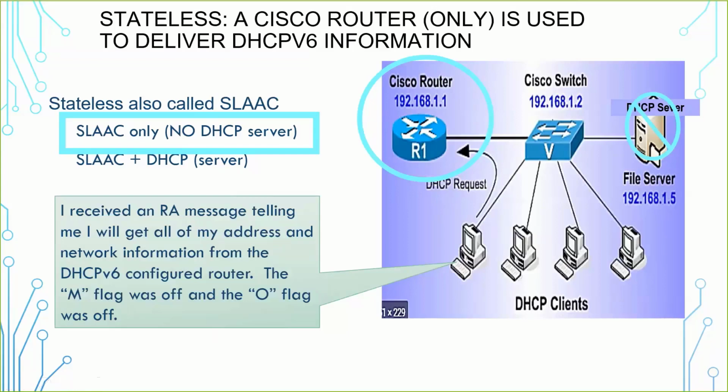Because if the M flag was on, that means I'd be getting my IPv6 address from a DHCP server, an actual physical server. But it's off. And the O flag is off. So that means I also don't need to get information from any other source. Everything's coming from the router. My router is serving as a fully functional DHCP version 6 server. Okay, so my M flag is off and my O flag is off.